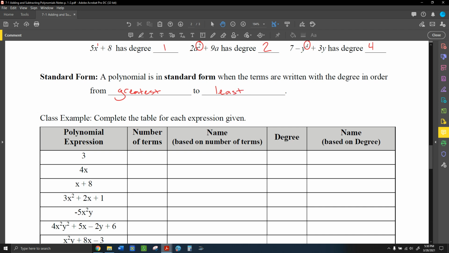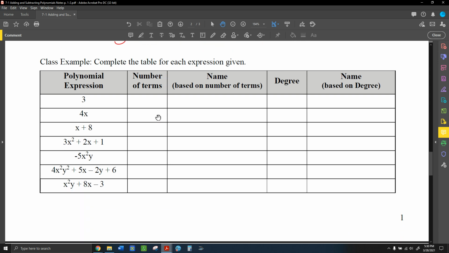So I like to say that the powers, or the exponents, are in descending order. So we want to take those powers and write them in descending order. Let's go ahead and classify each of these polynomial expressions by the number of terms and the degree. For the first one, we have just 3.